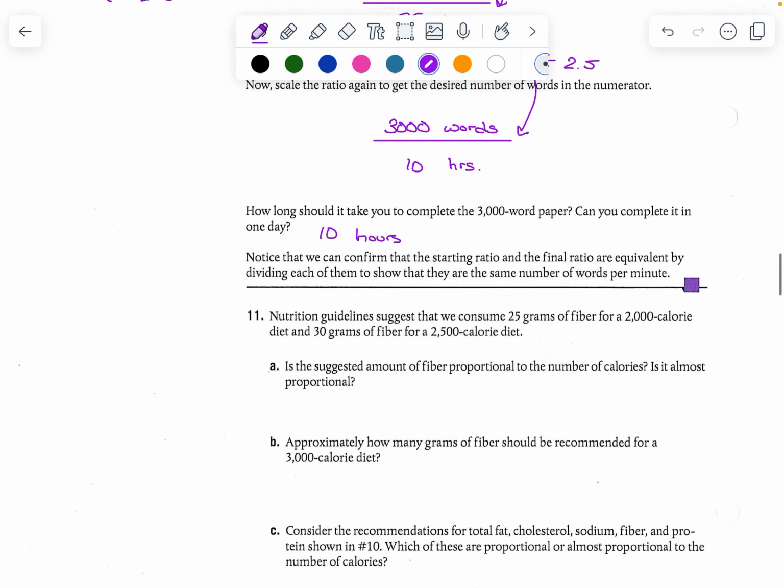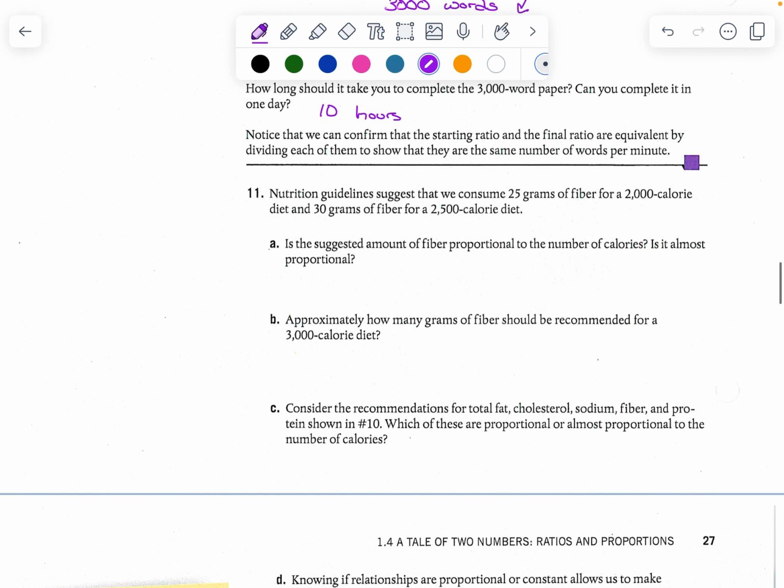So what we're looking at on number 11 says nutrition guidelines suggest that we consume 25 grams of fiber for a 2,000 calorie diet, 30 grams of fiber for a 2,500 calorie diet.